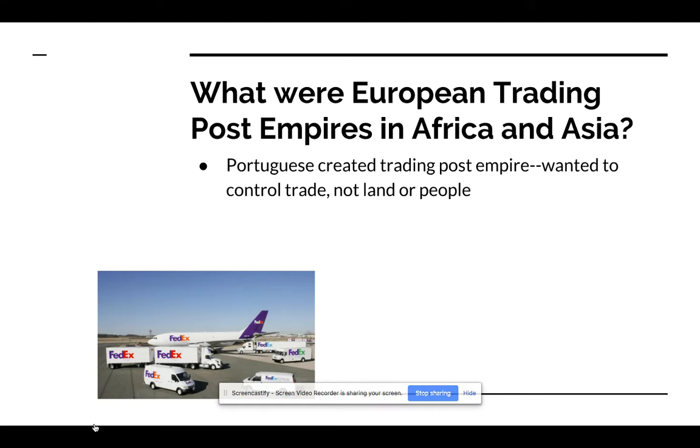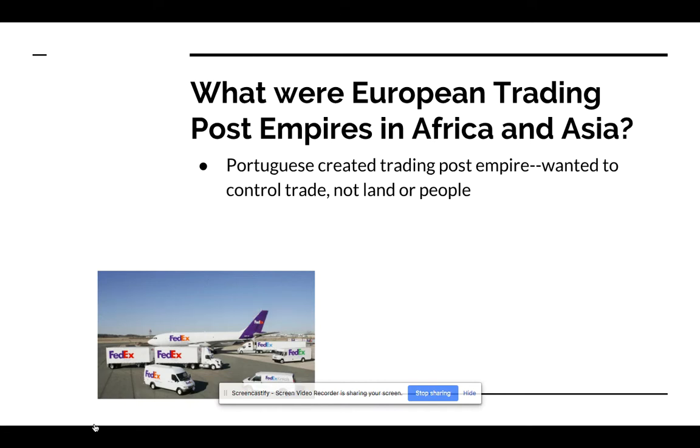The Portuguese created a trading post empire. They wanted to control trade. They weren't necessarily concerned about controlling the land or the people, right? In fact, one thing I would write down is that they would typically establish these posts and charge non-Portuguese ships about 6 to 10% of their cargo. This is called a cartaz, or a pass, right? So their main thing was just to obtain the trade. They wanted to monopolize the East, I would say the Indian trade, by establishing these trading posts.